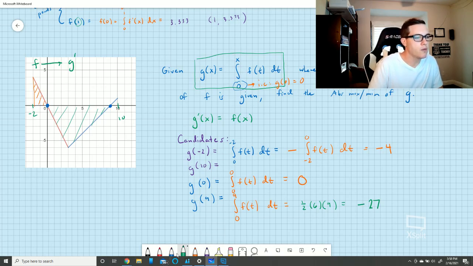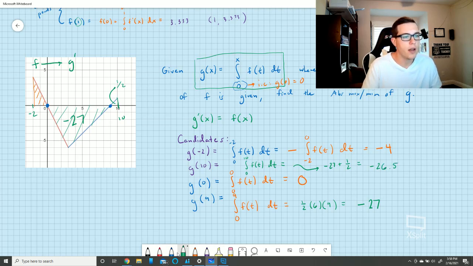And then the last one, to find g of 10, I ran out of room a little bit, but 0 to 10, area under the curve. From 0 to 10, well, we already found this, -27. We just need to add this little guy, which looks like a half. So -27 plus 1/2, which is -26.5. And that's it. So now we have all the work.